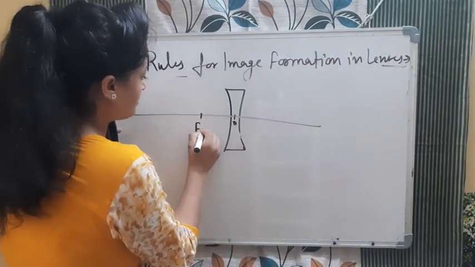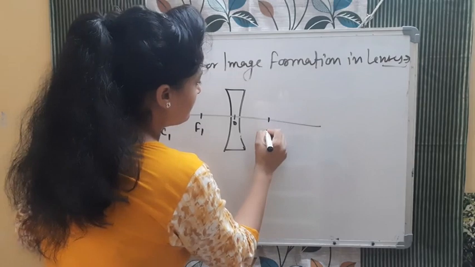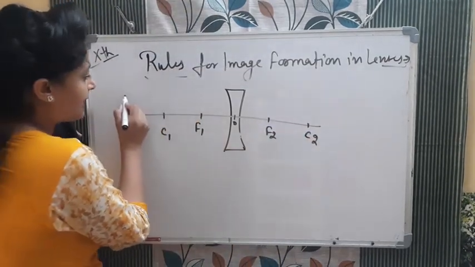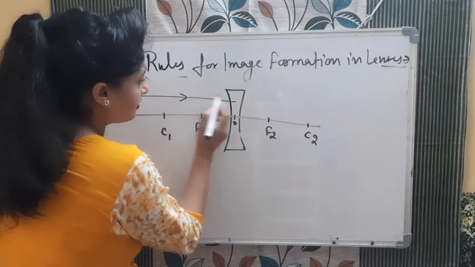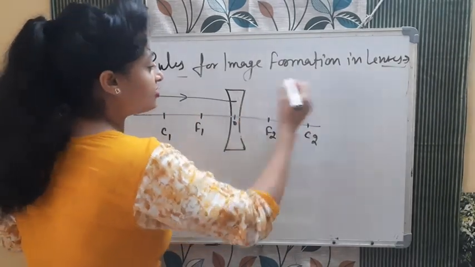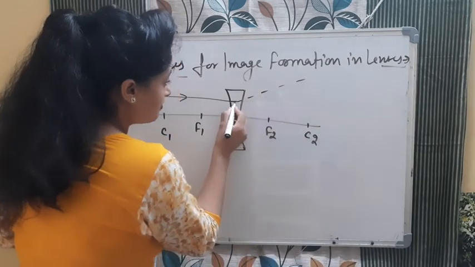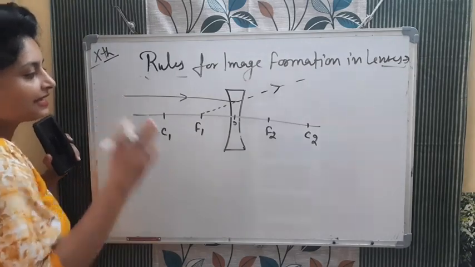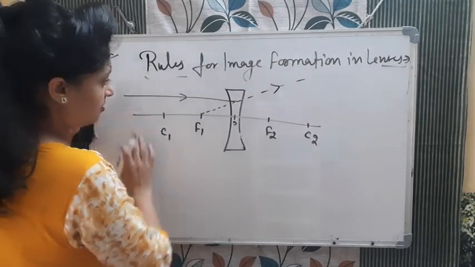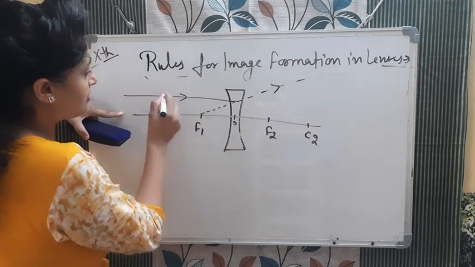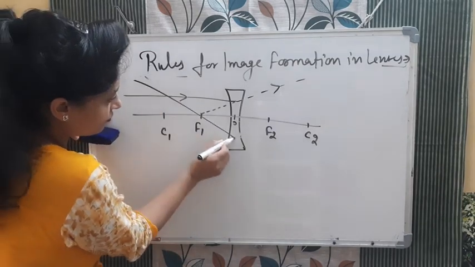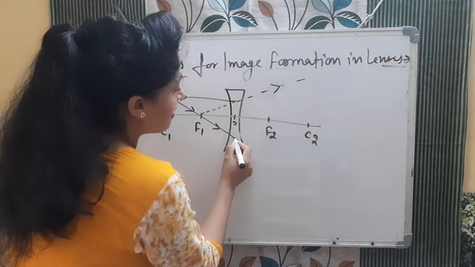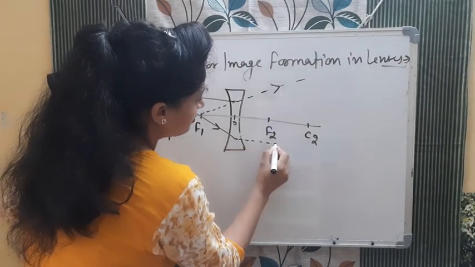If I am considering this is F1 C1, this side is F2 and C2. If the ray is coming parallel to the principal axis, it will diverge in the direction of focus. Look behind, the focus. It will diverge in the direction of focus. If the ray is coming through the focus, then again now it will diverge parallel to the principal axis.